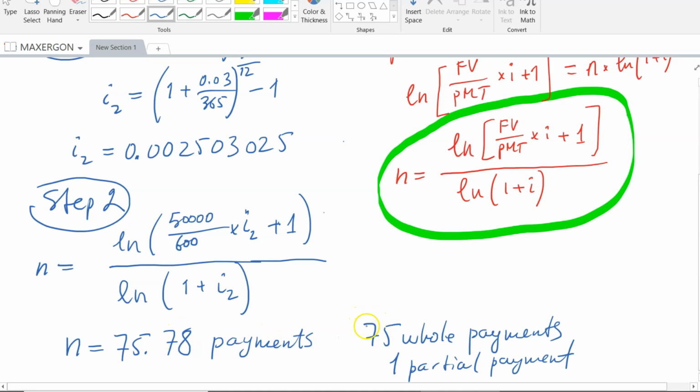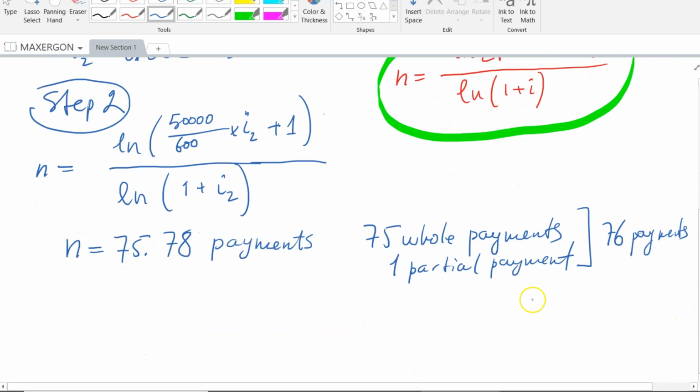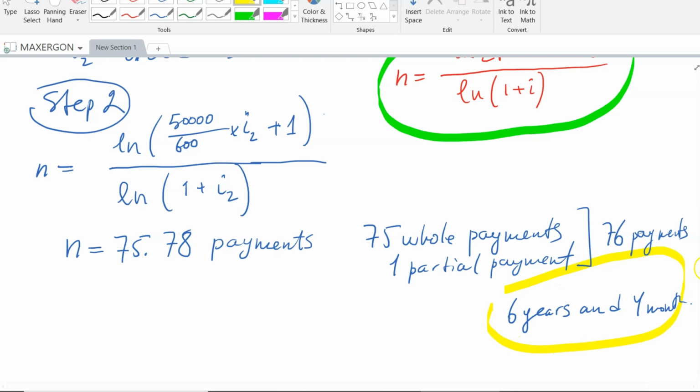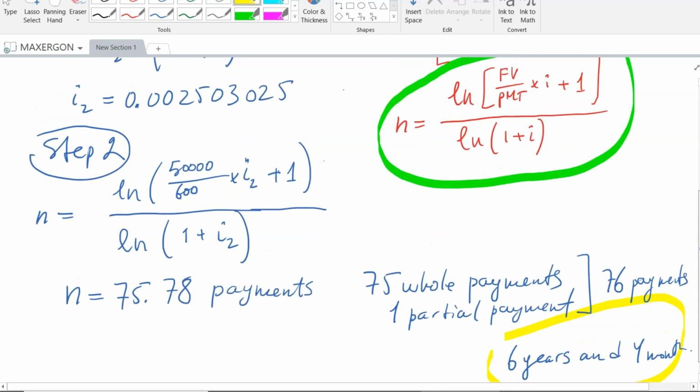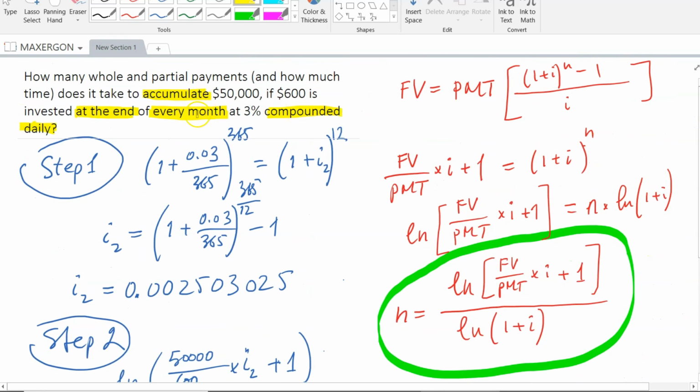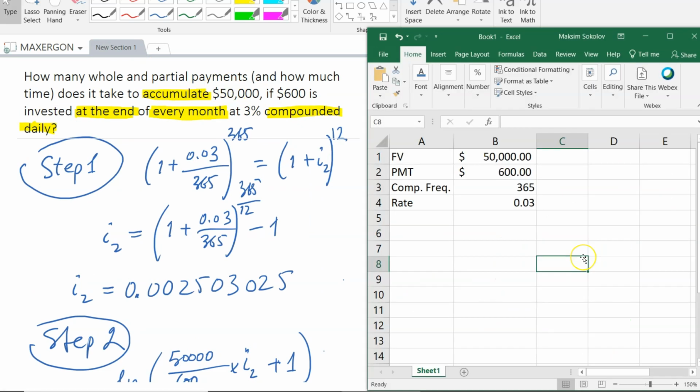What we need to know in this problem is that we in total have 76 payments, which is 6 years and 4 months. Here we go. The answer for this problem is that it requires 6 years and 4 months or 76 payments to accumulate $50,000. We'll use Excel now to find the solution for the same problem.